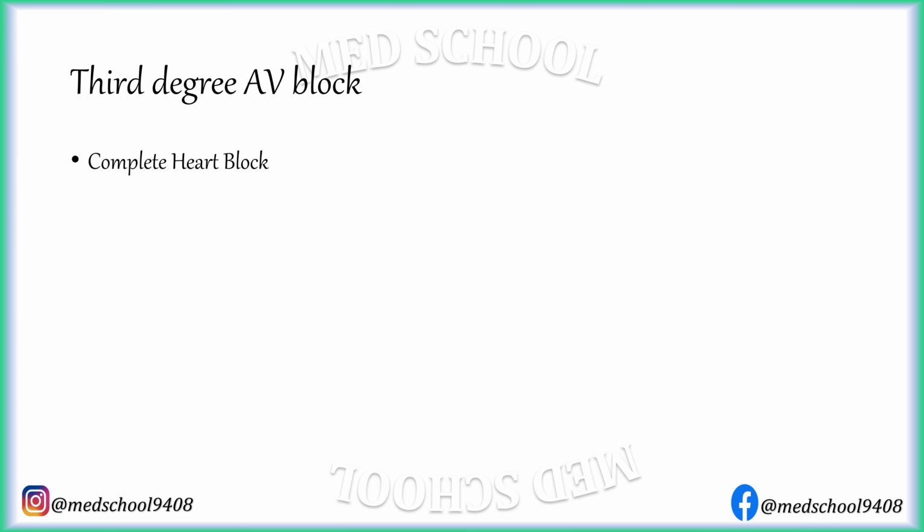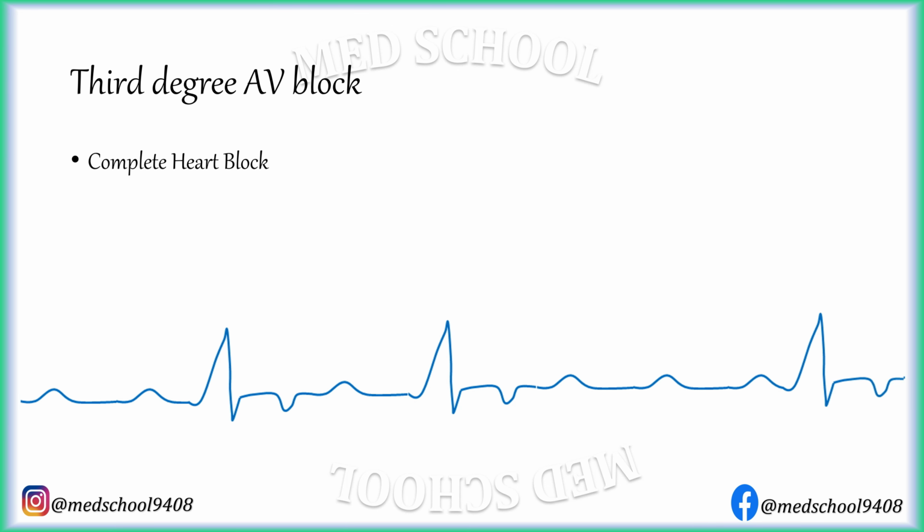In third degree AV block, which is also known as complete heart block, there is complete cessation of conduction of impulse from atria to ventricle. Atria are activated by SA node while ventricles are activated by ectopic pacemaker. This condition is known as atrioventricular dissociation, where there is no relation between P waves and QRS complexes.